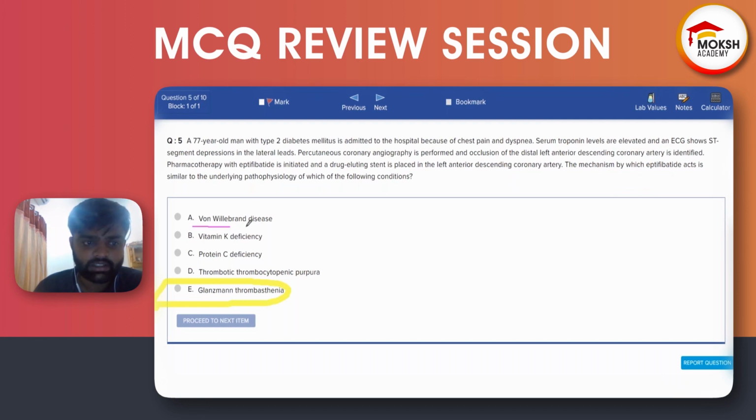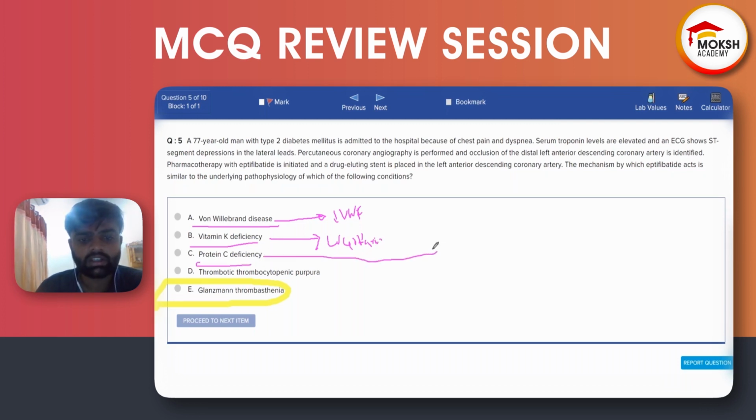Von Willebrand disease: the patient here has a decrease in von Willebrand factor. Vitamin K deficiency is seen with warfarin. Protein C deficiency is seen as a hypercoagulable state. While in TTP, the patient has an ADAMTS13 mutation.